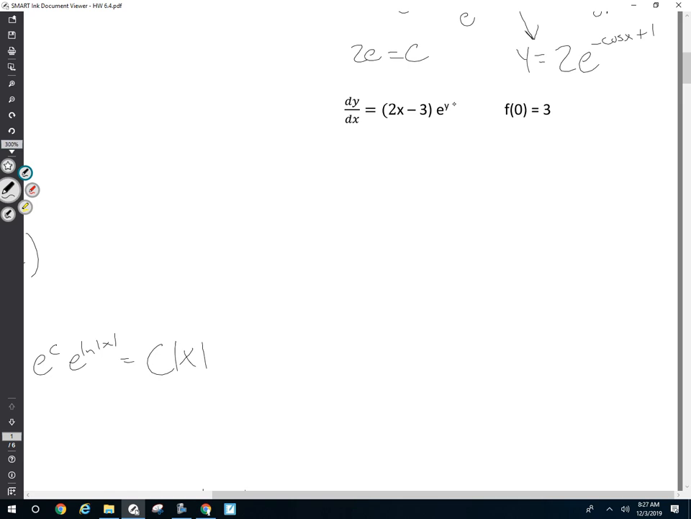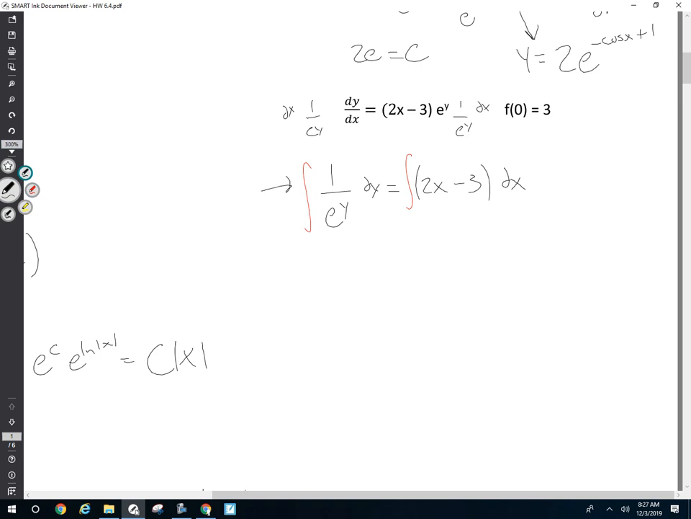Here I'm going to have to divide by e to the y, multiply by dx. Get 1 over e to the y dy equals 2x minus 3 dx. Ready to take the antiderivative of both sides.